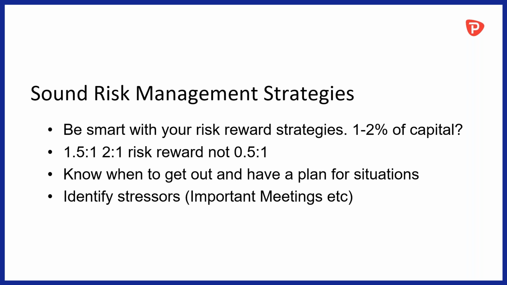One thing I'd just like to end on before we go to the questions, and by the way, if you have questions, please put them in the chat now and we'll try to answer as many as we can, is sound risk management. So always try to be smart with your risk reward strategies. Try not to risk over 1 to 2% of your capital. You can build quite quickly by the power of compounding. So do remember 1 to 2%, it's a golden rule, everyone says it, they say it for a reason.